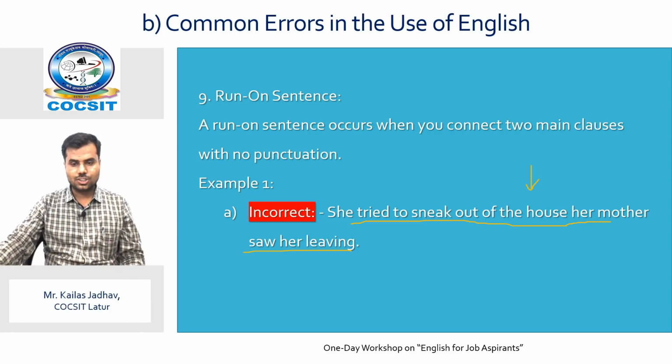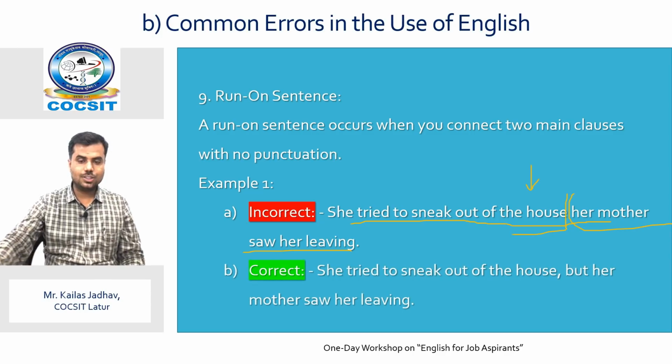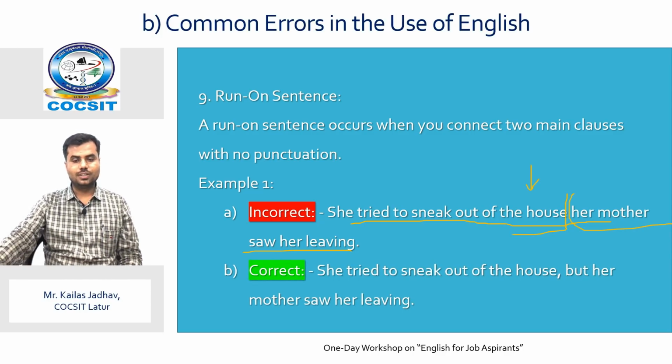Look at this. She tried to sneak out of the house. This is one part and this is the second part. Her mother saw her leaving. Now this should be properly written. She tried to sneak out of her house, but her mother saw her leaving. Look at this, but is appropriate and that should be properly written as per the context of meaning. Okay, run-on sentences occur when you connect two main clauses with no punctuation.